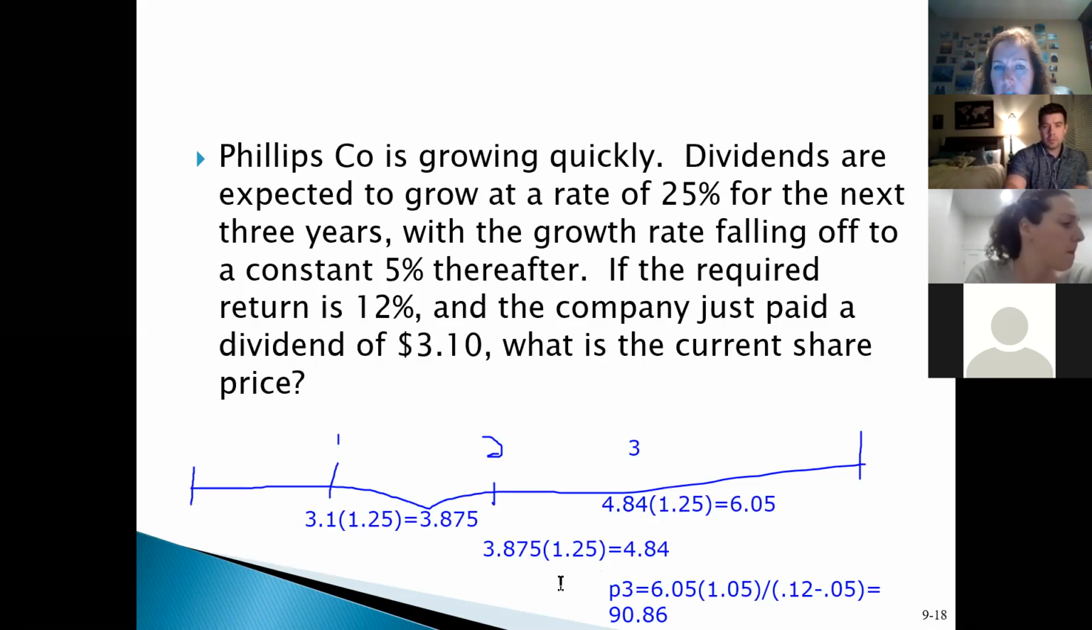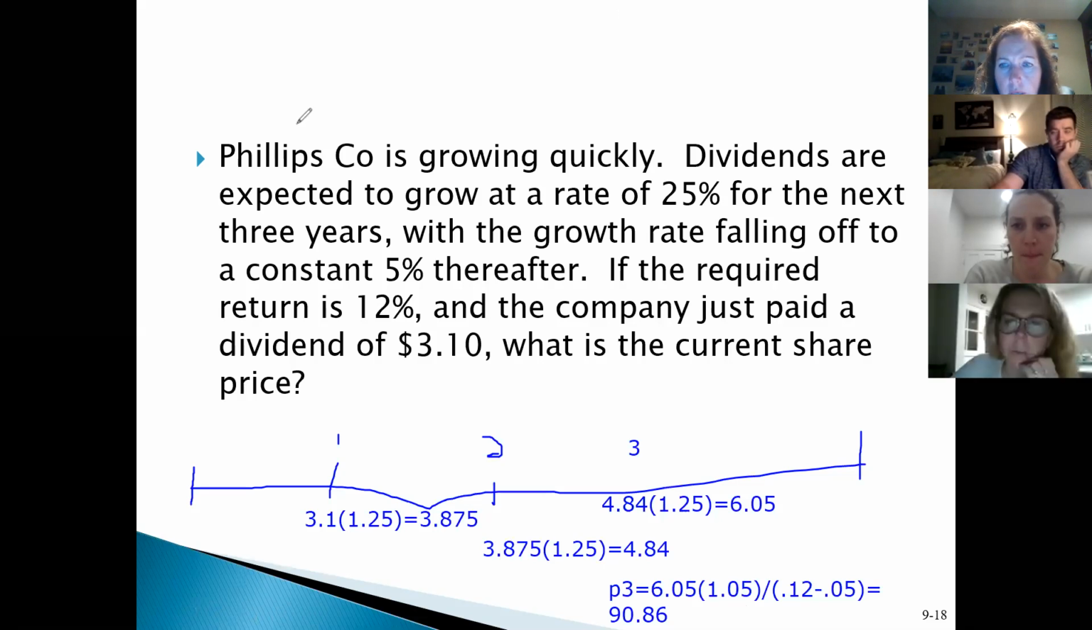Okay. And when we start growing forever at the same rate in year 4, that gives me a price in year 3. So now what I have to do is figure out what all of those things are worth today. So how do we do that? We take... this darn thing will not annotate for me.